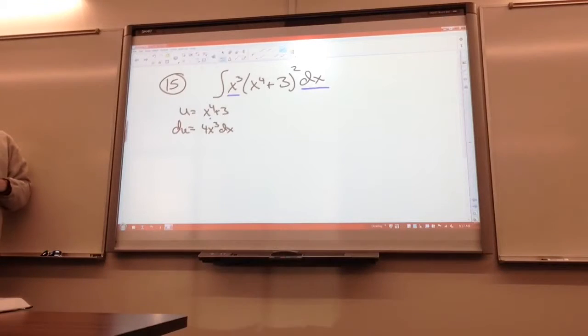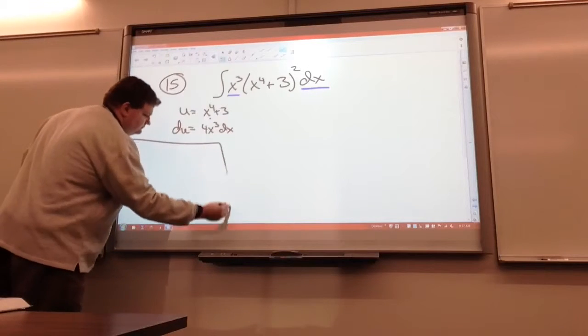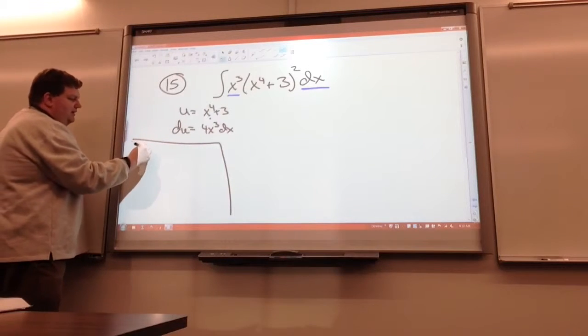Now, it might seem like, oh, we're done then, we can't do this by substitution. But 4 is just a constant, right? It's a constant that is being multiplied through. So there's no reason why I can't add a 4 to this, as long as I add its reciprocal to the outside.